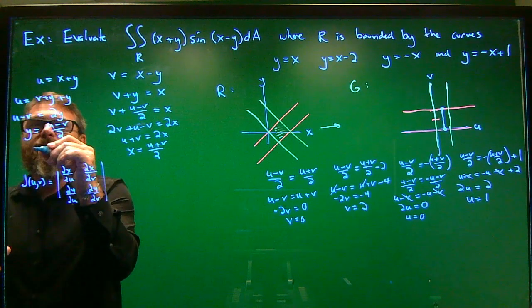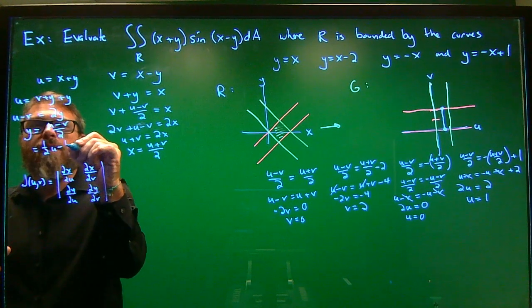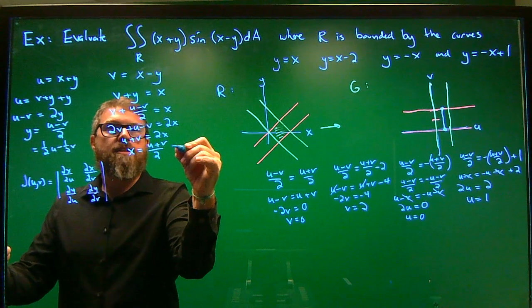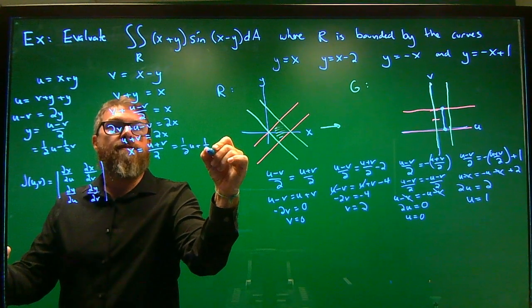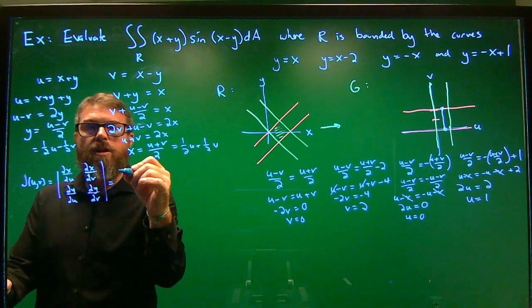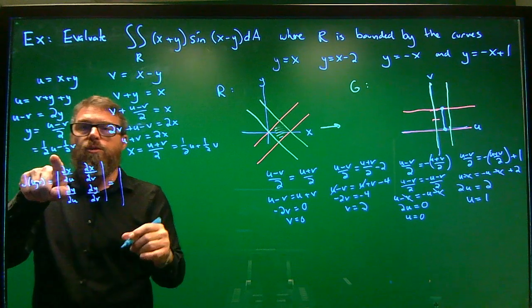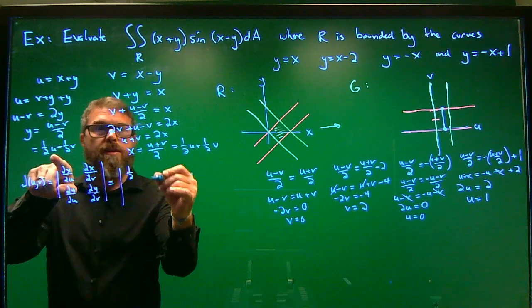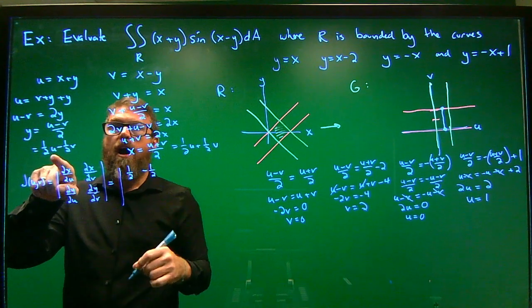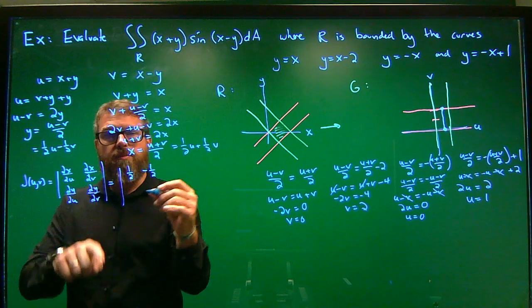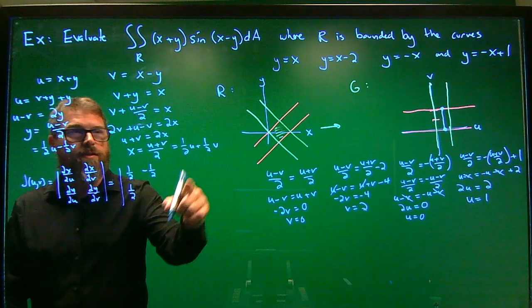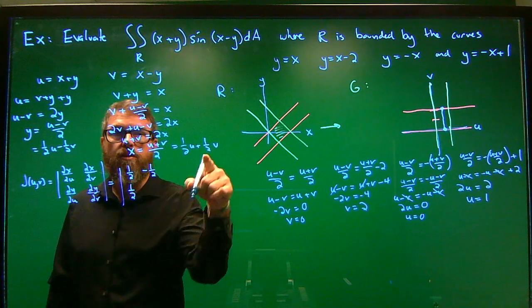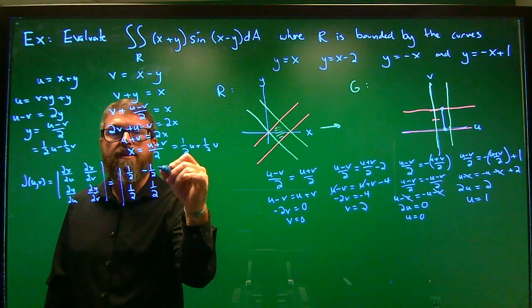Now, it might be easier if I say this is 1/2 u minus 1/2 v. And this is the same thing as 1/2 u plus 1/2 v. So we can see that they're partial derivatives. The derivative of x with respect to u is going to be 1/2. The derivative of x with respect to v is going to be negative 1/2. The derivative of y with respect to u is going to be 1/2, and the derivative of y with respect to v is going to be equal to 1/2.